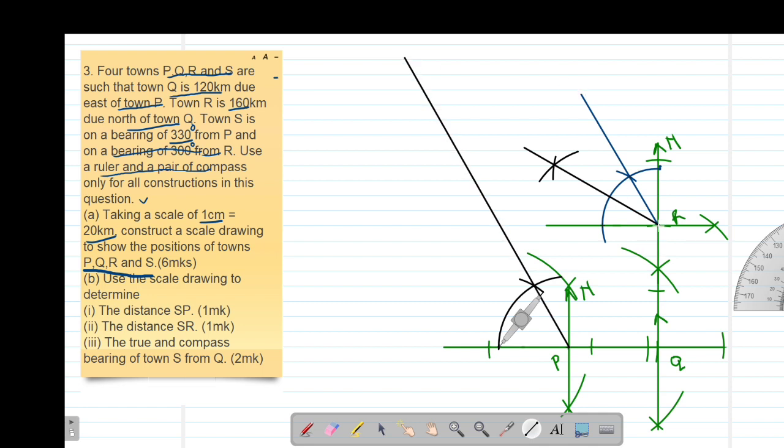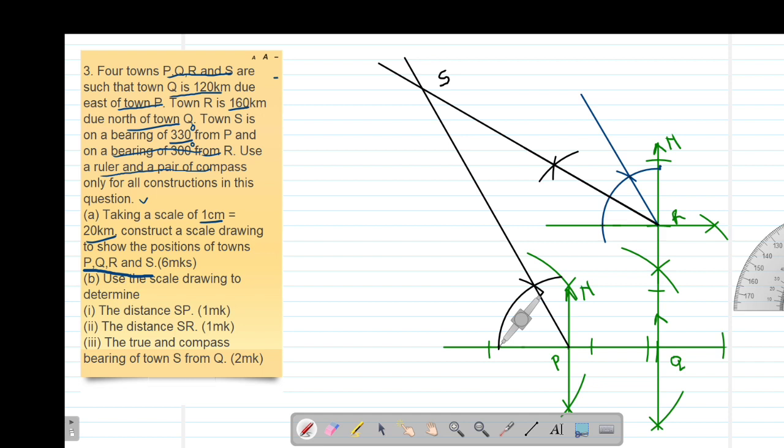I can also extend this line here. Yeah, I can also extend it so that they meet somewhere. So it will exactly be at that point. So the point of intersection of these two, this is what we are calling our point S. So this is our point S.